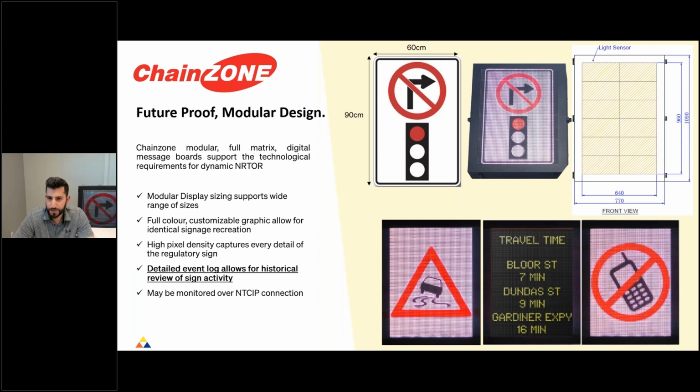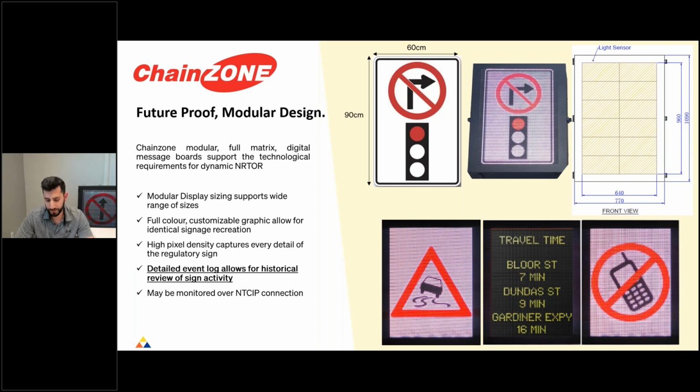And of course, all our signs, like I said before, are modular, so we can build them in a wide variety of custom sizes. They're full color, with customizable graphics. They allow for exact signage recreation. They have high pixel density. And even more importantly, if you are using these signs without static signage, there will be some questions on redundancy. What if a sign fails in the field? There are ways that we can support this, of course.